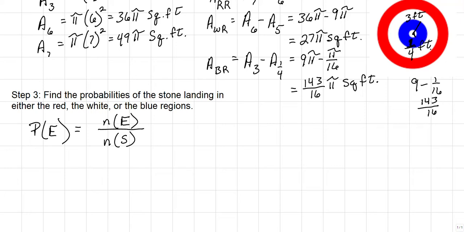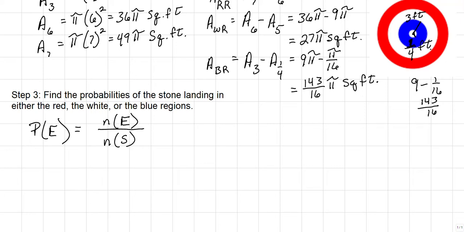Now, the thing is we're using area here instead of actual outcomes, as far as, for example, if we were drawing a card from a deck of cards and say, what's the probability of drawing the Jack of Hearts, that would be 1 over 52, because there's 52 cards, but there's only one event.